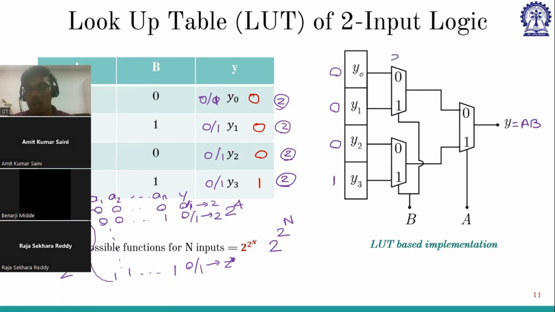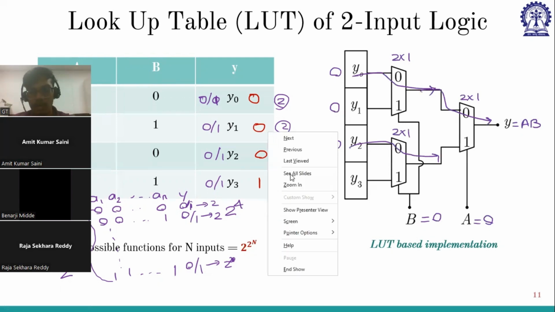So this is one 2 cross 1 mux, and this is another 2 cross 1 mux, and this is another 2 cross 1 mux. So say if B is 0, A is 0, which value will be taken at Y? B is 0 means this value will be taken here, and here this value will be taken here, and since A is 0, this will be taken. And also for other cases: B is 1, A is 0; B is 0, A is 1; B is 1, A is 1.